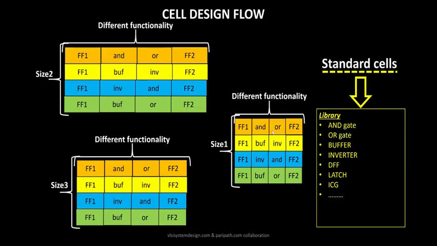So in this case, this OR gate is of a different size than this one. This OR gate is of a different size than this one. So the library has even that information as well, and those are the physical characteristics of the library.